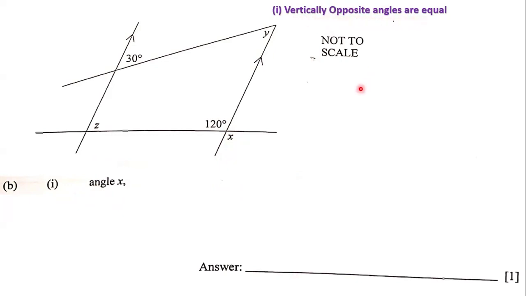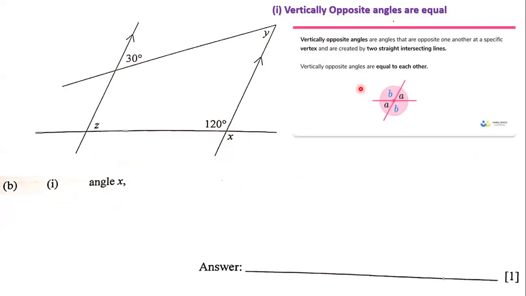Now, how can we identify vertically opposite angles? Notice that this angle, angle B, is vertically opposite with this angle right here, and they are equal. And notice that this angle, angle A, is vertically opposite to this angle, and they are equal. So these, B and B, are vertically opposite angles. And A and A are vertically opposite angles, and vertically opposite angles are equal.